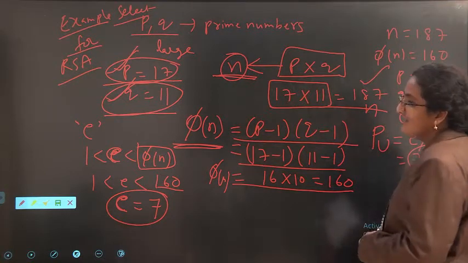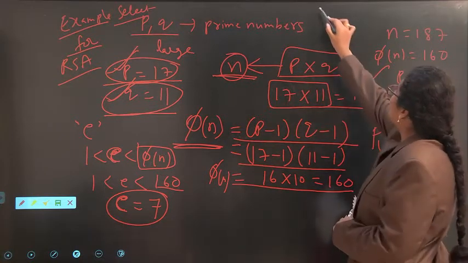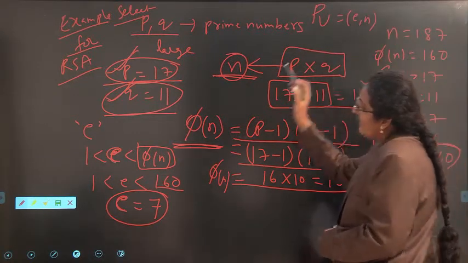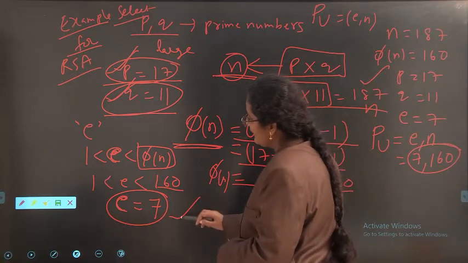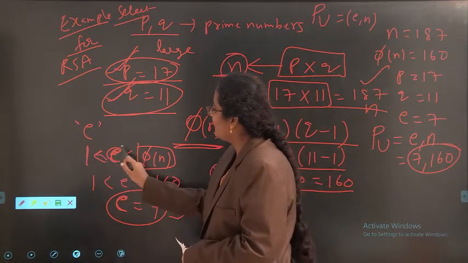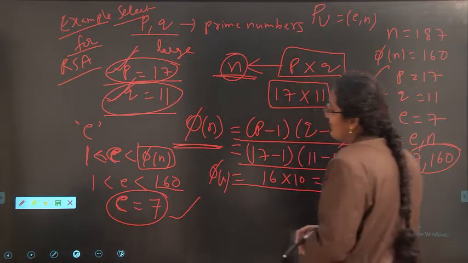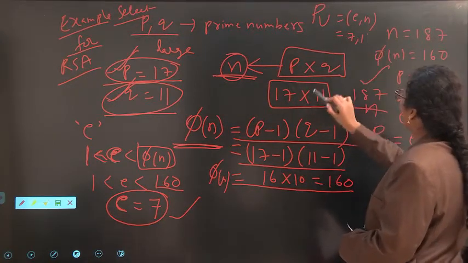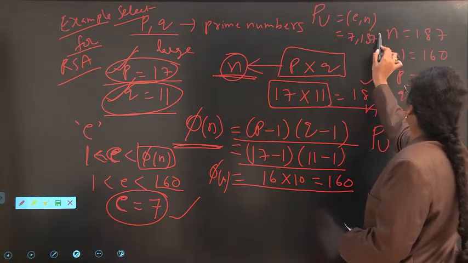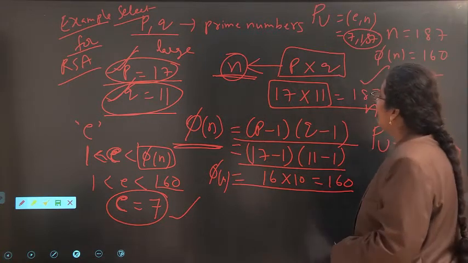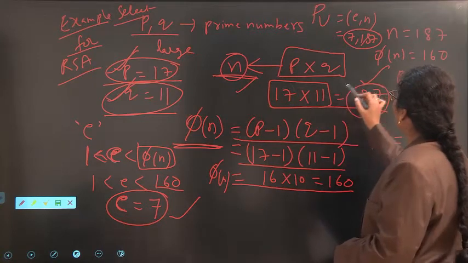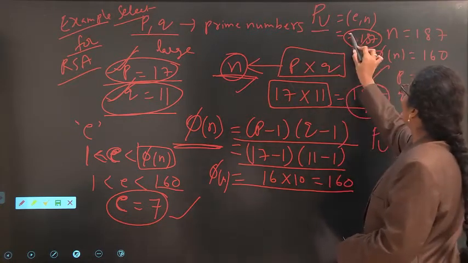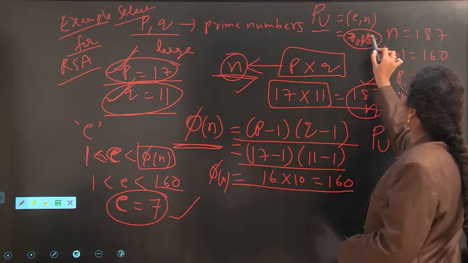Public key is represented with PU, public key is E comma N. I have selected the E value as 7 because it should satisfy the condition 1 less than E less than pi of N. Pi of N is 160. So the E value is 7, the N value we got here is 187. So E is 7, I decided. So public key PU equal to 7 comma 187, I got.